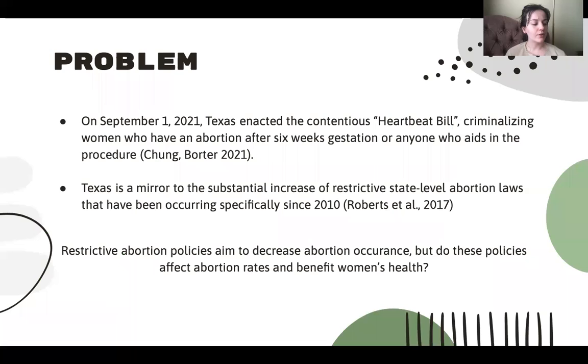What was also so important about this legislation is it represents the increase of restrictive state level abortion laws that have been occurring in the past decade. So my main ideas behind this project were how people advocate for restrictive abortion policies, but these policies, since they aim to decrease abortion rates, are they actually doing that? And also, how does that coincide with public health? Because if they're not benefiting women, then we should figure out how to make policies in different ways.